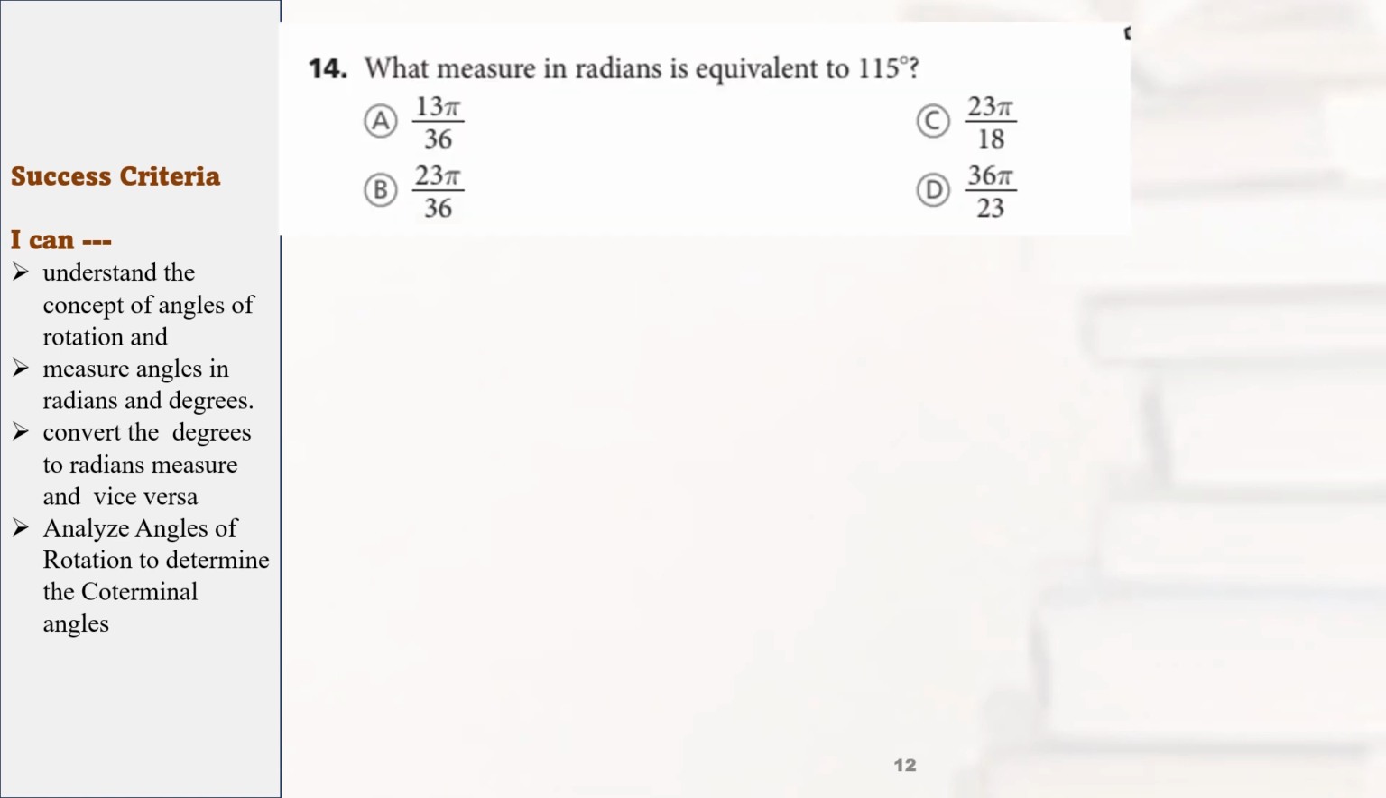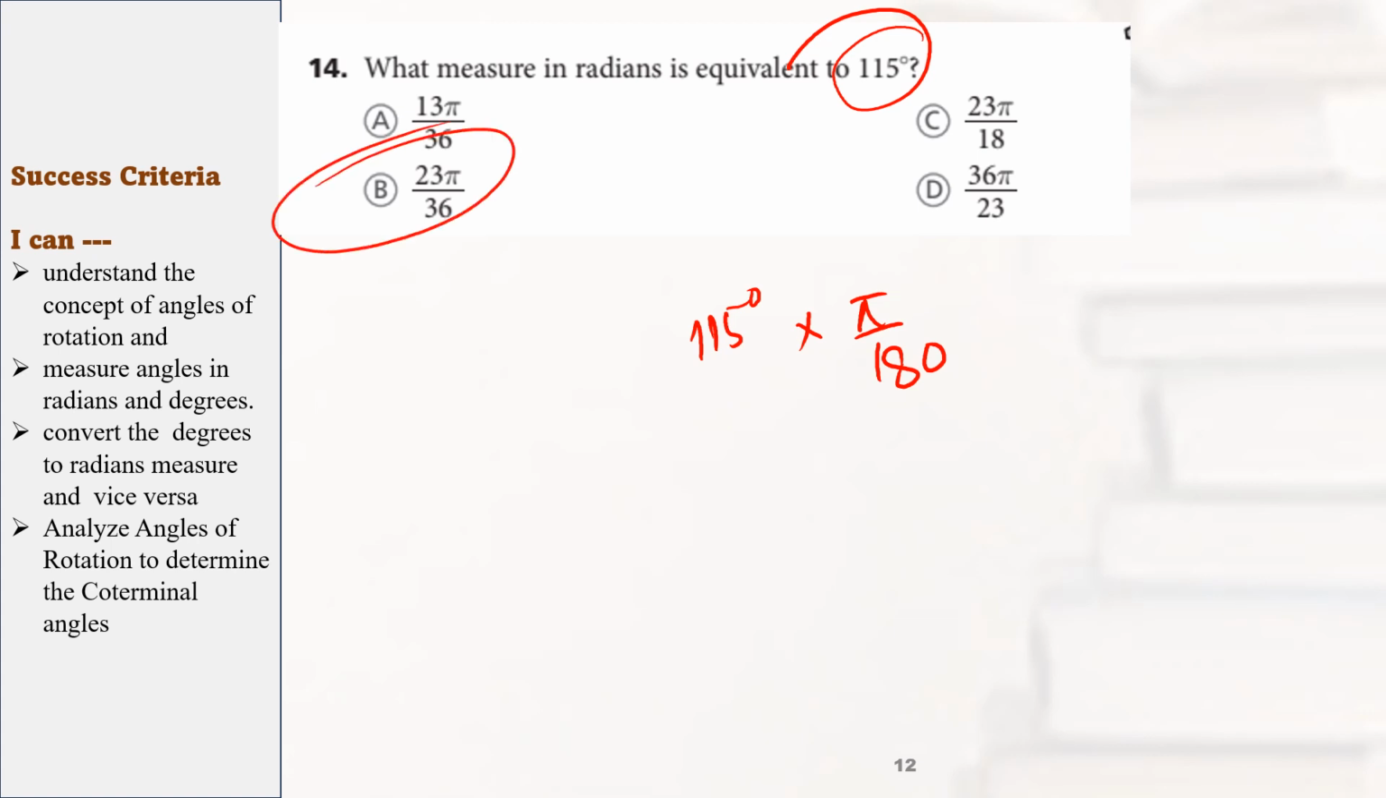So the only part is that you have to memorize the measurement criteria. What measure in radians is equal to 150 degrees? So simple, only write 150 degrees, multiply by pi over 180, and you will see that it will be equal to 5 over 6 pi radians.